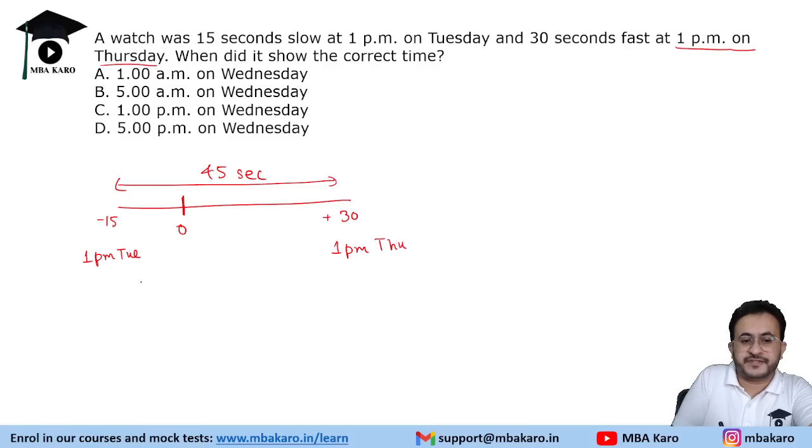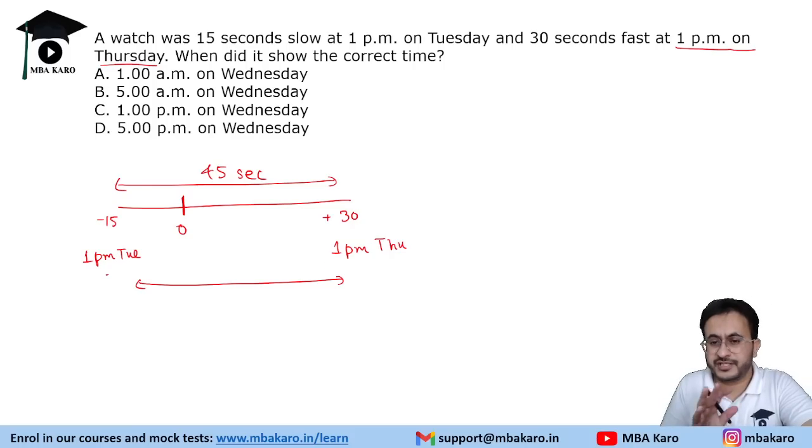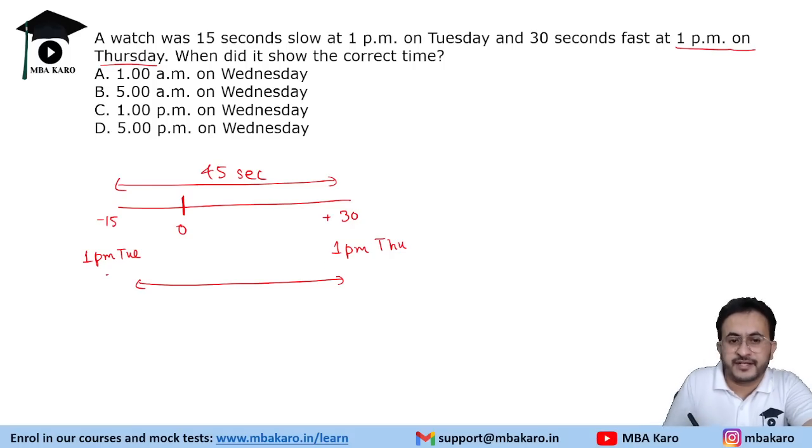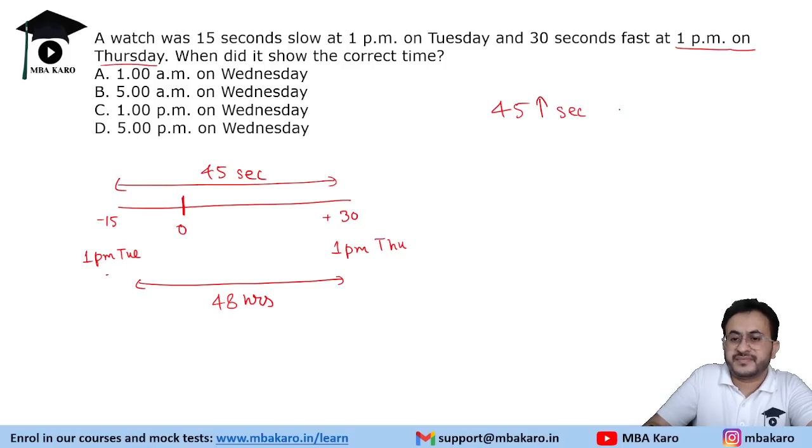ठीक है 45 seconds के लिए कितना ड्यूरेशन होगा, 1 p.m. to 1 p.m. Thursday. What is the duration in hours? Let us calculate in terms of hours, not in seconds. 1 p.m. to 1 p.m. is 2 days. 2 days means 48 hours. Okay. So again, proportionality. In order to increase 45 seconds, it takes 48 hours.